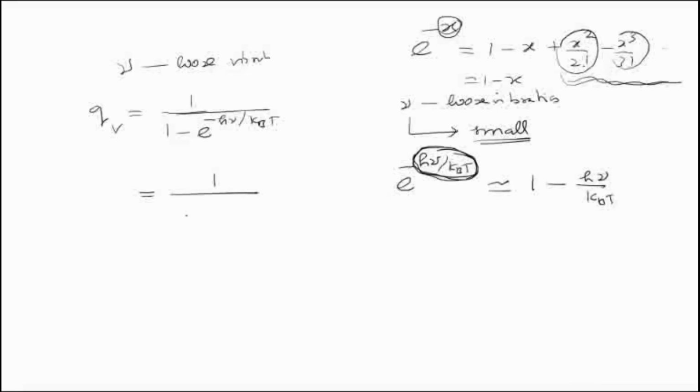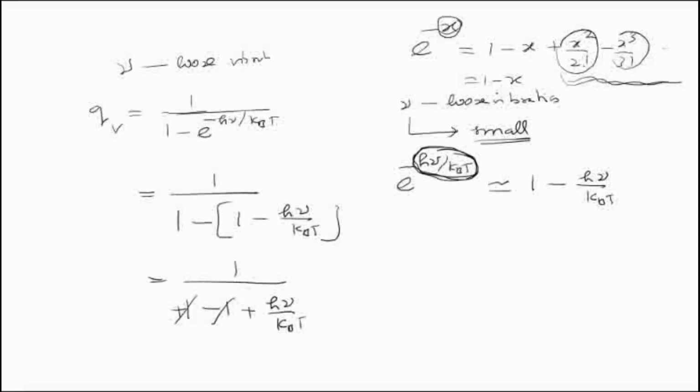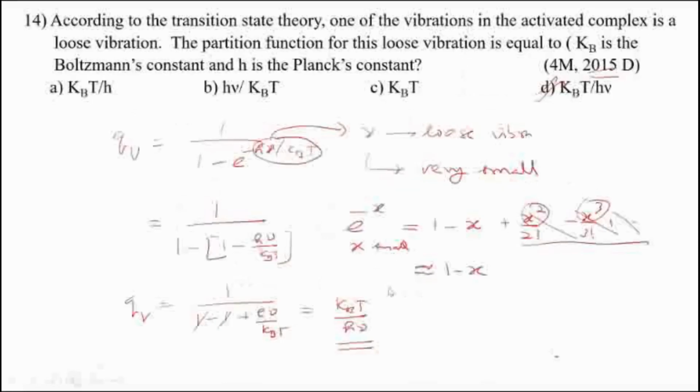If I substitute this here, in place of e power minus h nu by kbt, I substitute 1 minus h nu by kbt. So 1 stays, then 1 minus the bracket gives minus 1 plus h nu by kbt. The plus 1 and minus 1 cancel. So you get 1 by h nu by kbt. Taking it to the denominator, you get kbt by h nu. Students, are you able to follow this? This is the vibrational partition function for the loose vibration. So the correct option for this question is kbt by h nu, option D.